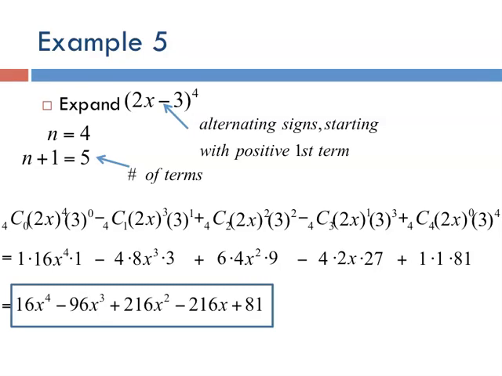Now I know at first when you do these, it's going to seem like a lot of work because there are 3 parts to each term, and depending on what n is, you may have several terms you need to find. However, I promise you that once you get the hang of this, this is still much faster than trying to do out 2x minus 3, 2x minus 3, 2x minus 3, 2x minus 3, and having to distribute and then multiply it all out.